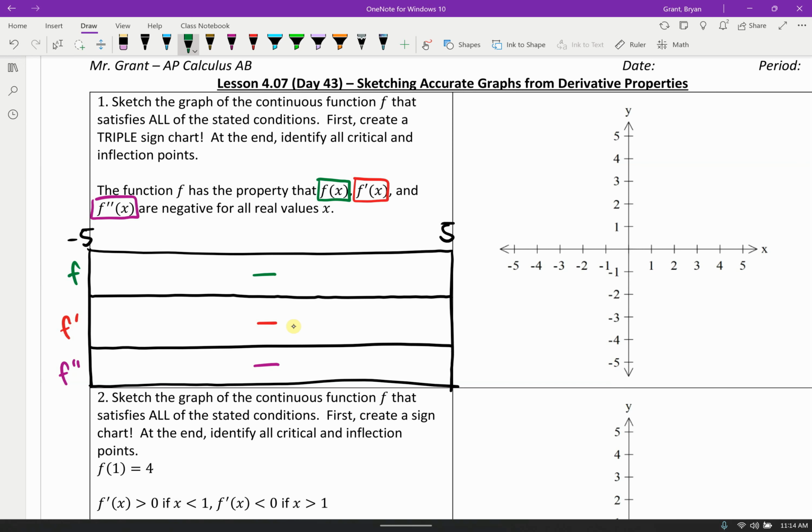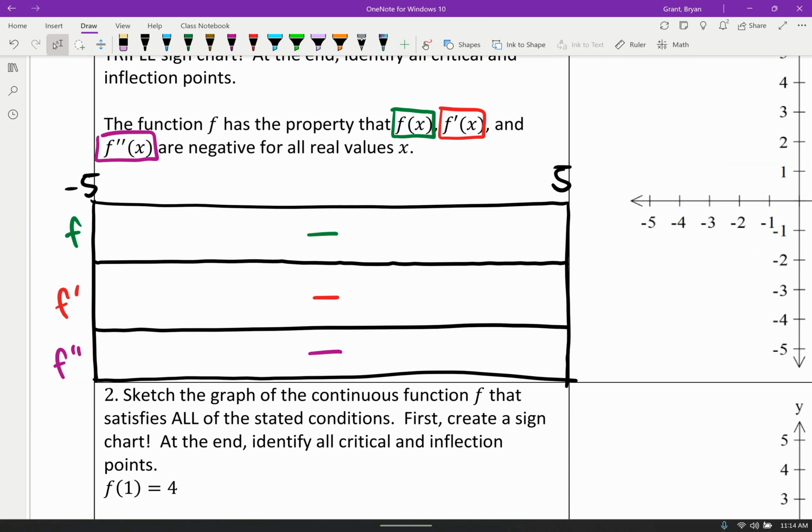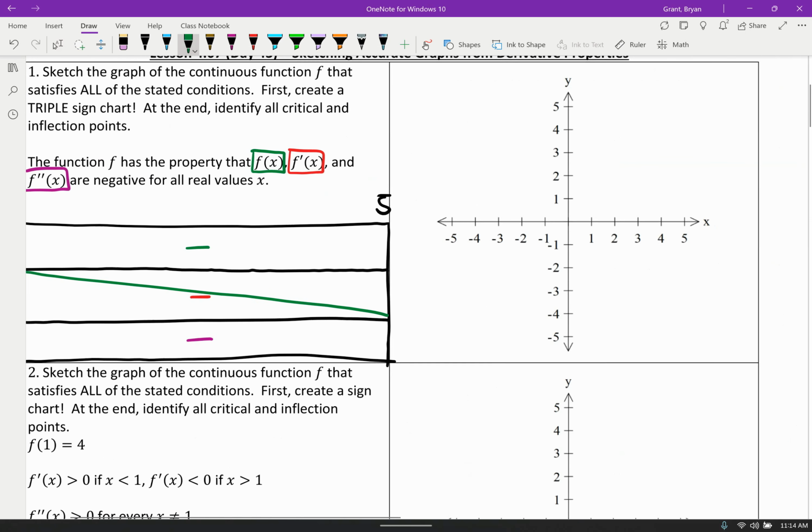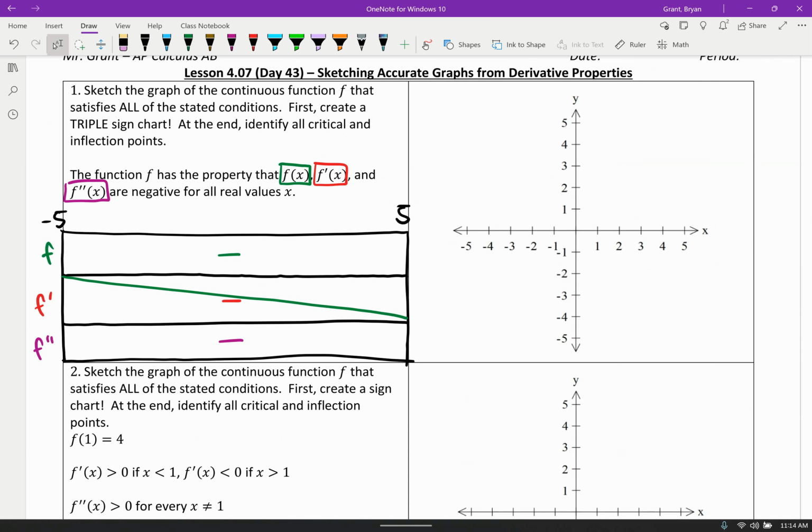So if f prime is negative, what does that tell us about f, about our green equation? Well, it tells us that f is decreasing, right? When f prime is negative, f is decreasing. So I know then, and you might want to hold off on this because it's a little easier for me to erase and adjust than you guys, but we know then that my graph of f is going to decrease across my coordinate plane.